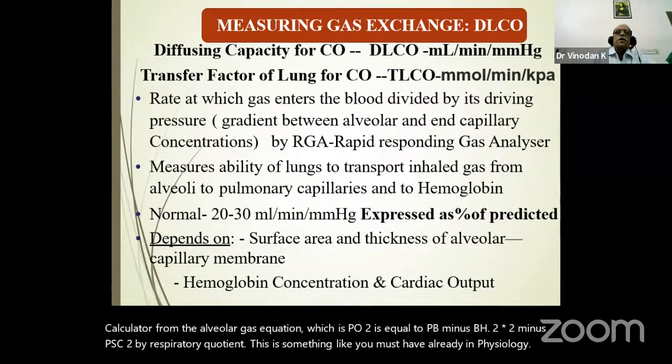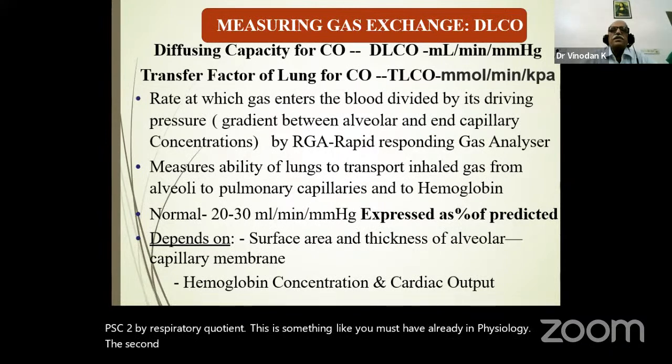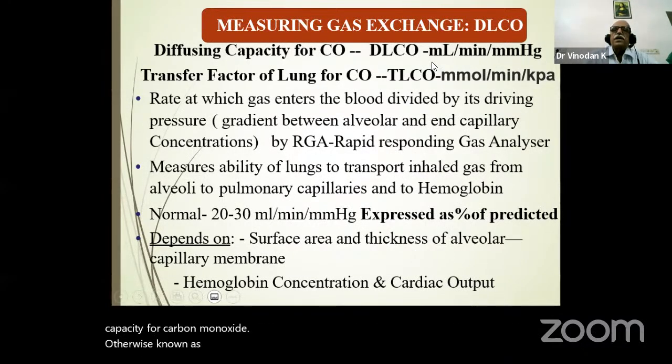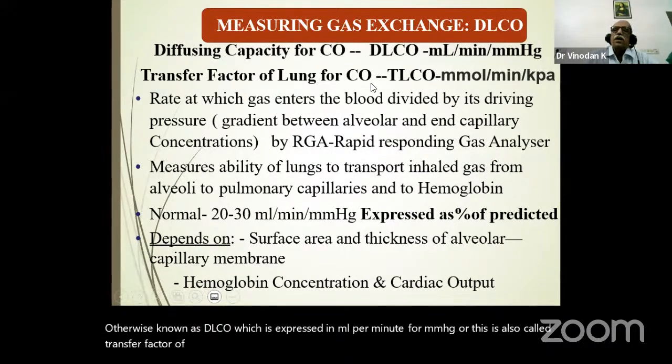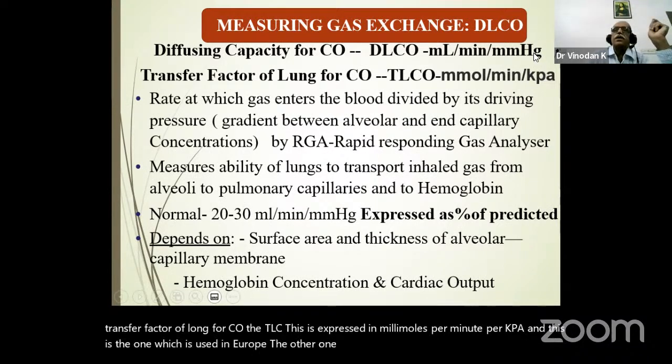The second method of measuring gas exchange function is the DLCO. This is the diffusing capacity for carbon monoxide, otherwise known as DLCO, which is expressed in ml per minute per millimeters of mercury, or this is also called transfer factor of lung for CO, the TLCO. This is expressed in millimoles per minute per kPa, and this is the one which is used in Europe. The other one is used in the US.